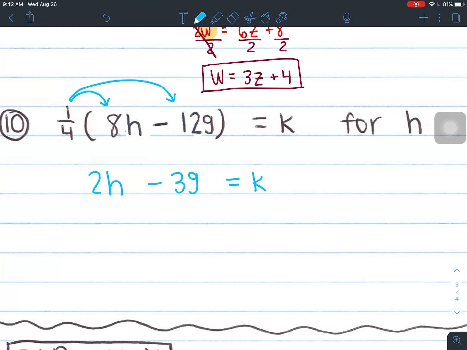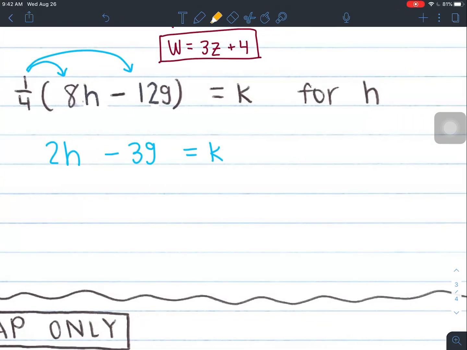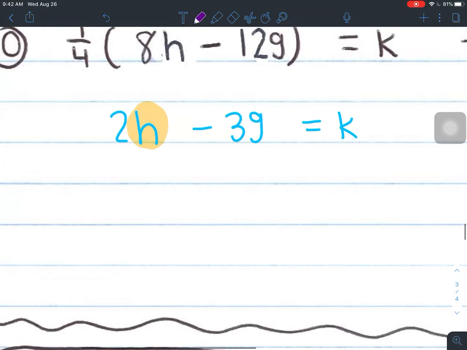Now I wouldn't multiply the 1/4 to the k because the 1/4 is attached to the parentheses on the left. The 1/4 has nothing to do with the stuff on the right. So when you're distributing, you only distribute to the stuff inside the parentheses, and everything else gets left alone. So the goal here is to get h by itself. So how do I get that by itself?